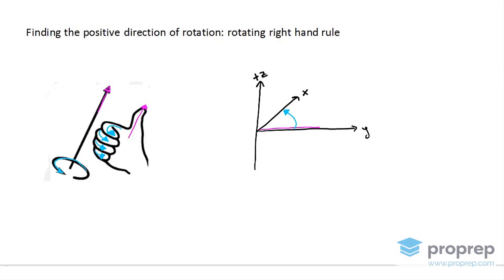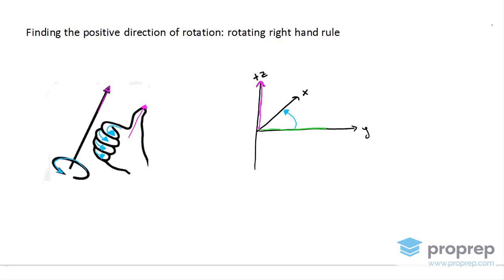Now I'm going to change the color of the rod so that it doesn't confuse you. Say that the rod is this green color, and the pink represents the thumb, which represents the axis of rotation. So I've color coordinated everything. The blue arrow represents the positive direction of rotation, the pink arrow represents the axis of rotation, and this green is just the rod which is rotating on the xy plane.